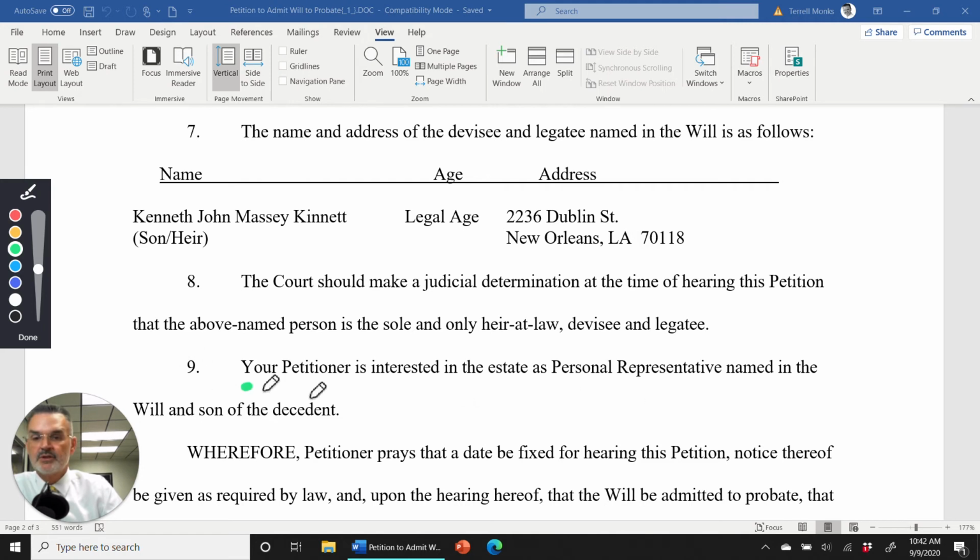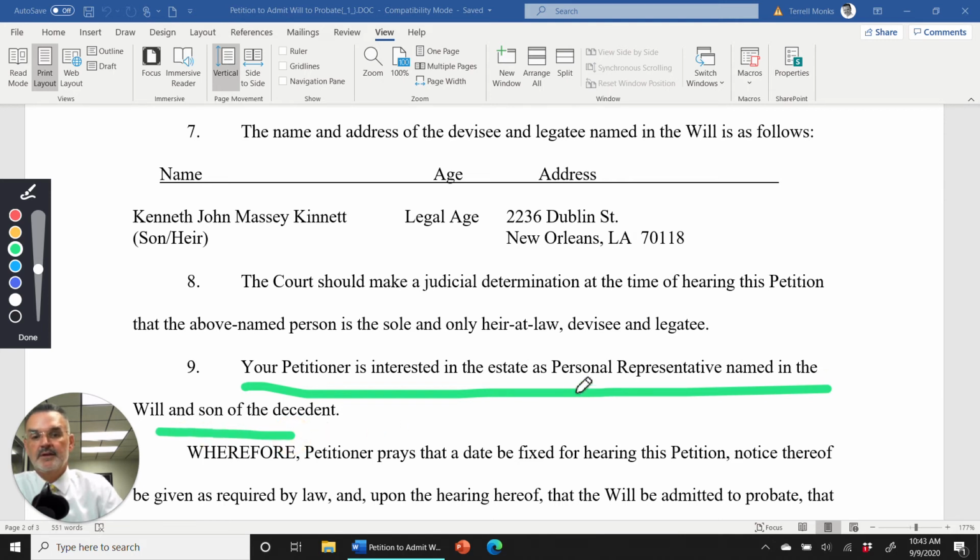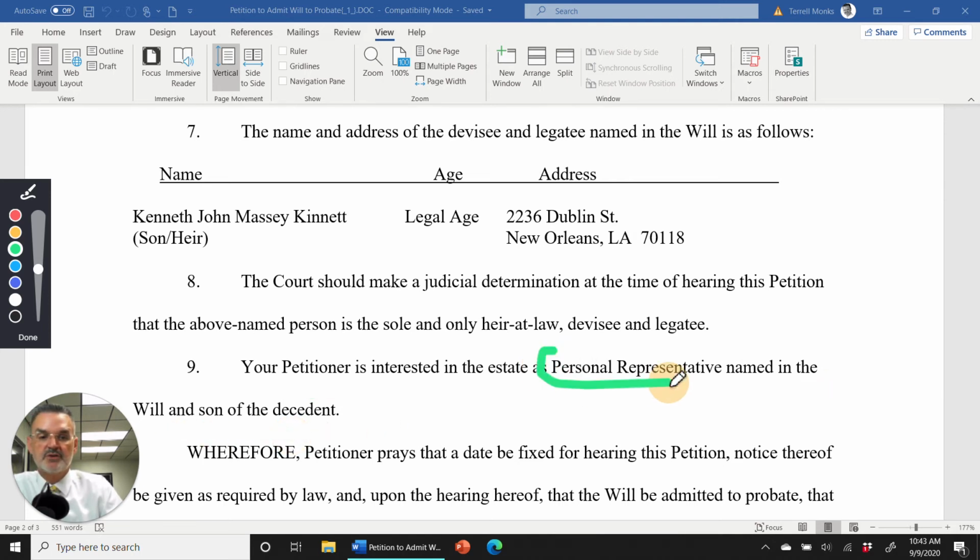Next, the petitioner should describe how they're interested in the estate, and in this case it was because they were named as personal representative and they are the natural son of the deceased person. This won't always be the terms you use. Sometimes you'll be interested as a creditor or a surviving spouse or some other way. There are plenty of ways that can come into play. But you do need to identify for the court why you're the correct person to be bringing this petition.